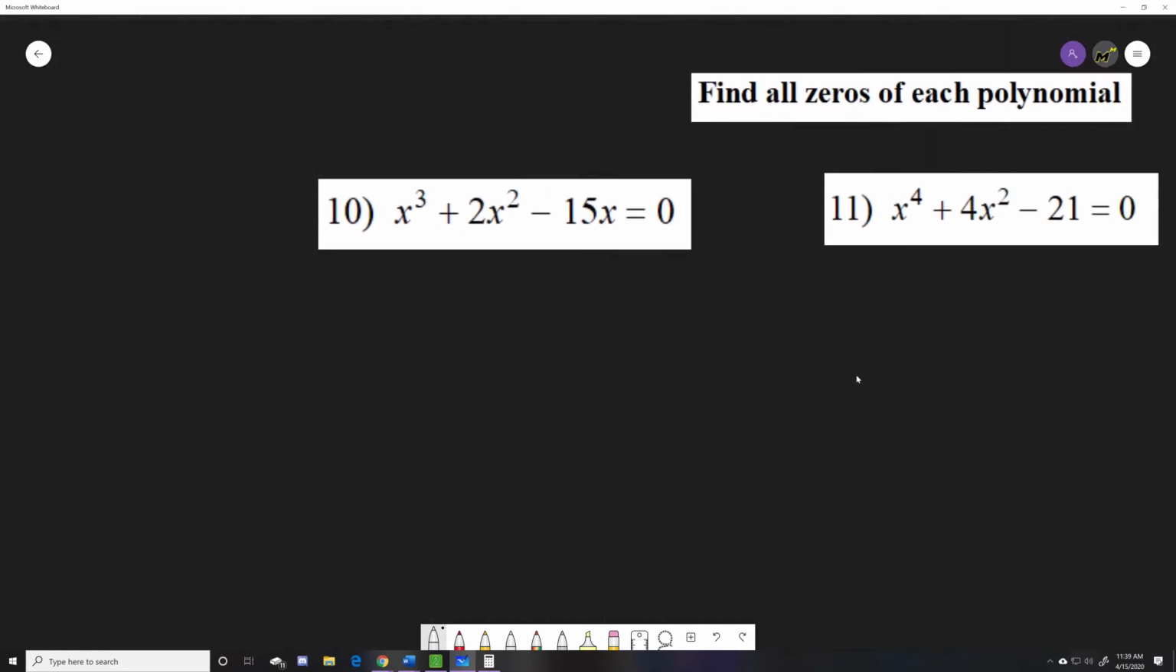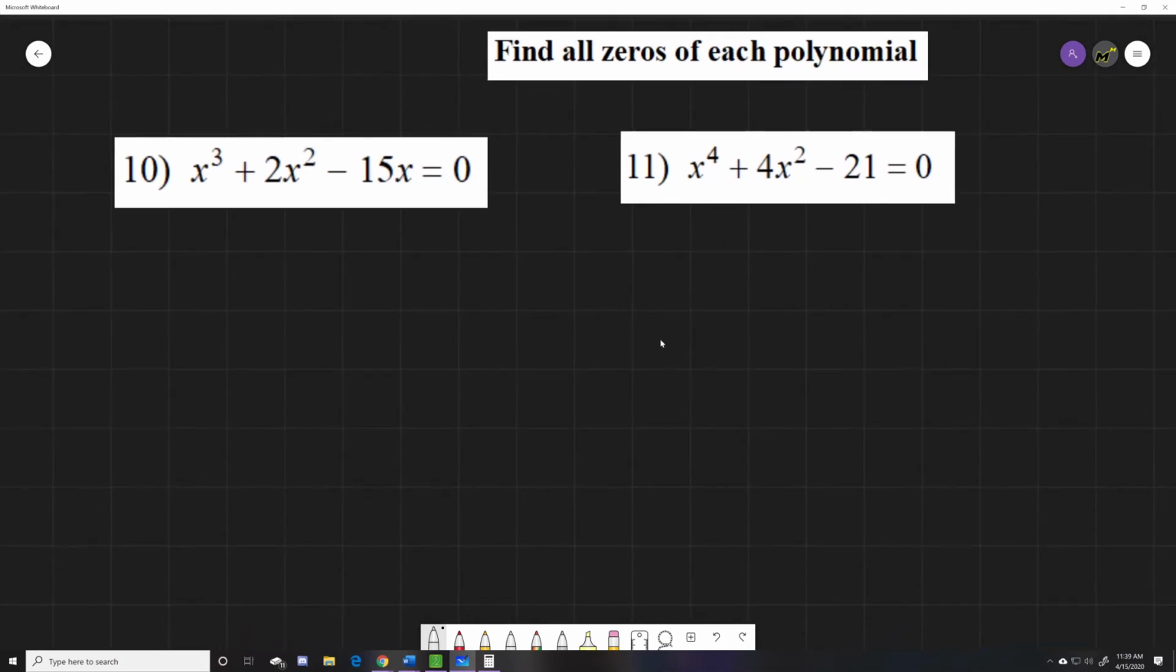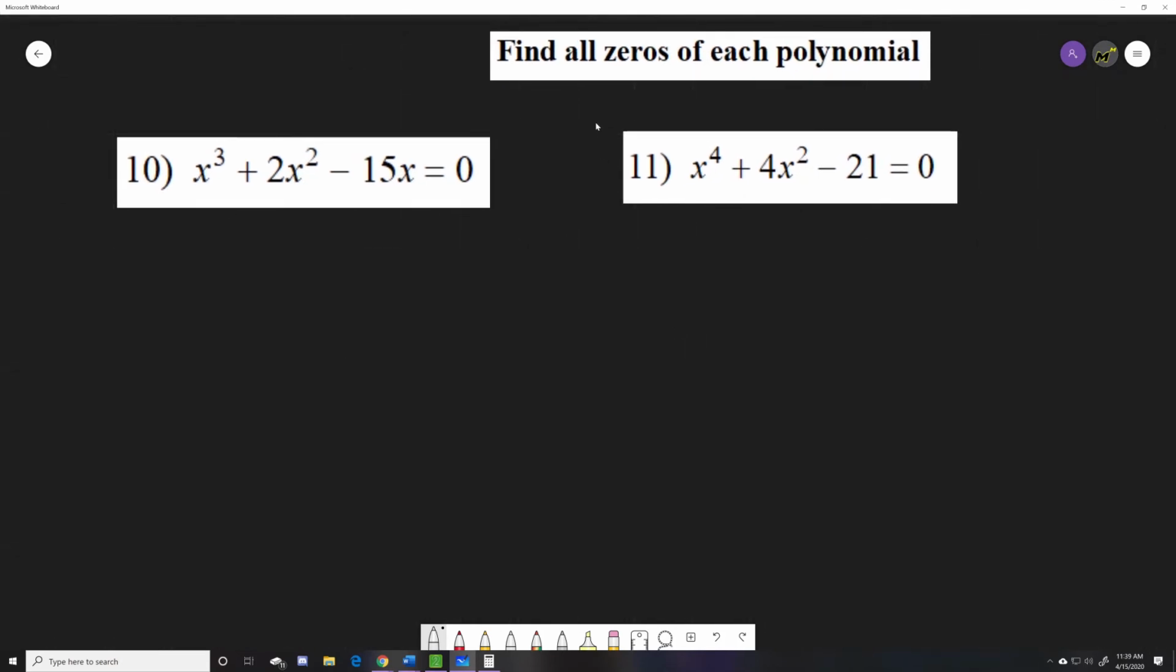Okay, on to the next, number 10. So here we have a few different things. Find all zeros of each polynomial. Okay, well, it looks like these ones we just have to factor, so let's check out number 10. Again, it looks like, hey, we have an x in every term. So the first thing is that's the GCF, take that x out. So that leaves you x squared plus 2x minus 15. And yeah, it equals 0.